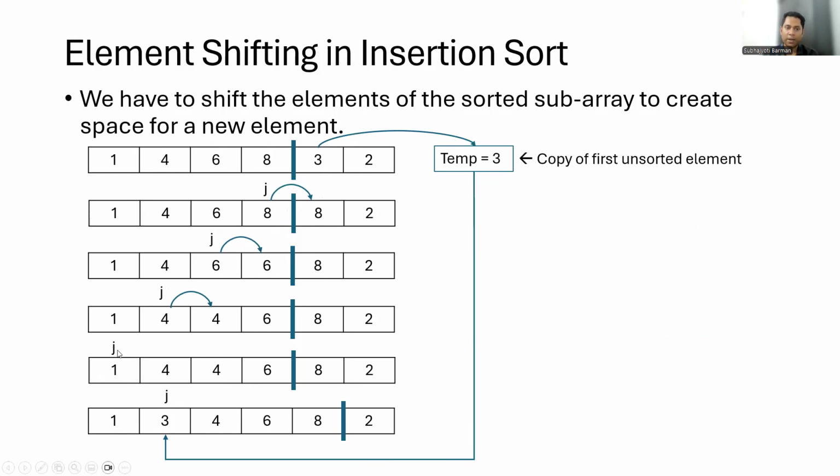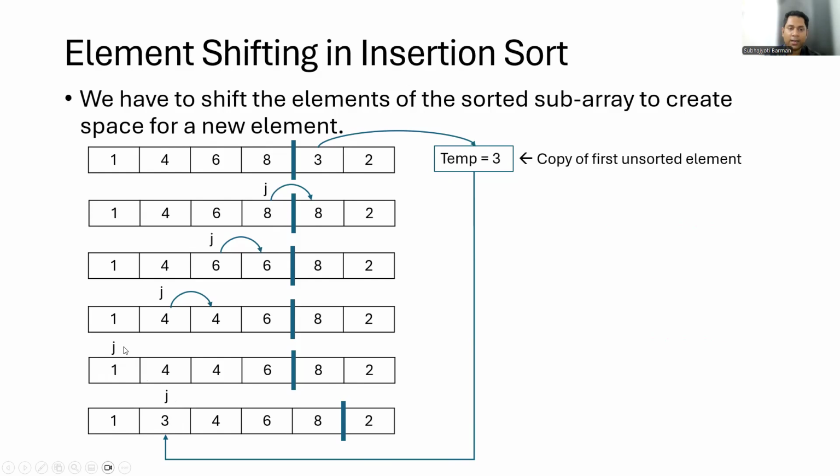Now what is the next element? The next element is 1, which is less than 3. So that means after 1, we must place this value 3. This is the terminating condition. After that, what do we have to do? We have to increment the value of j, and in the jth position, we can store the value of temp.